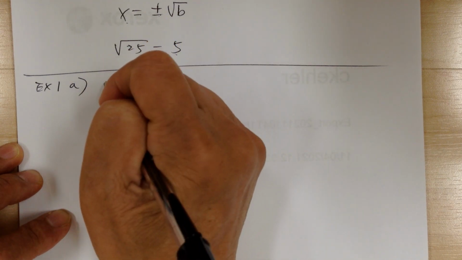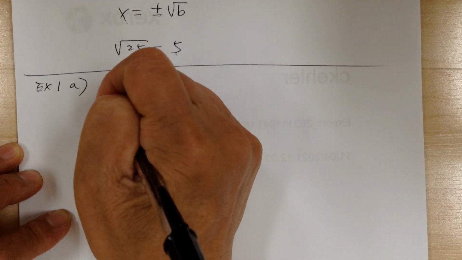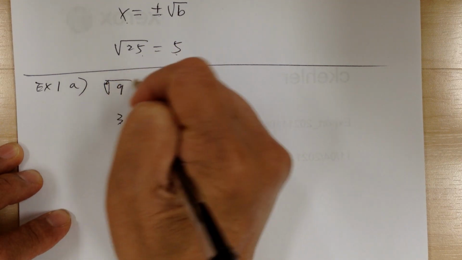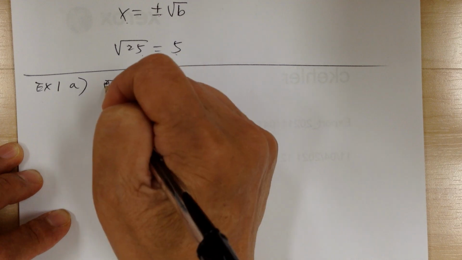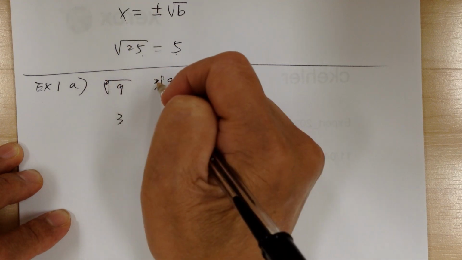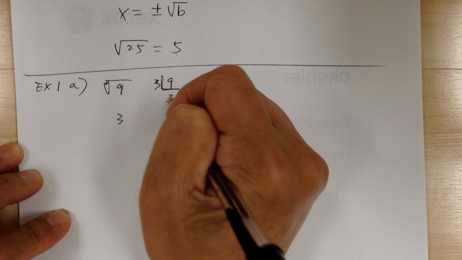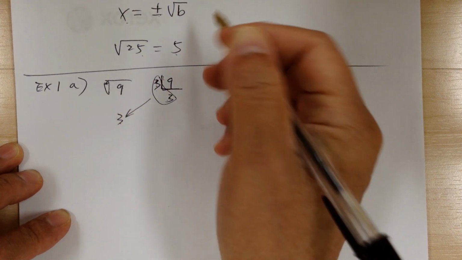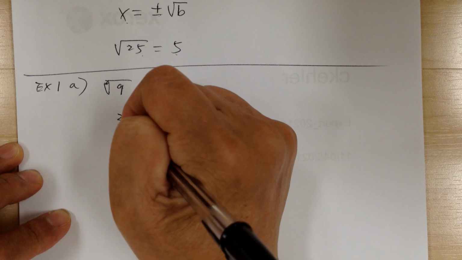Now the square root, when there's no number, means there's an index of 2. This is called an index. So that means you need to get 2 of the, this is called a radicand. So when you take the square root, it means you need to get 2 of the same radicand to make a number. So 2 radicands make an integer.